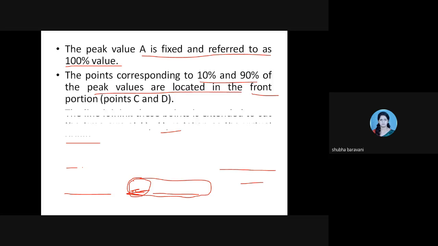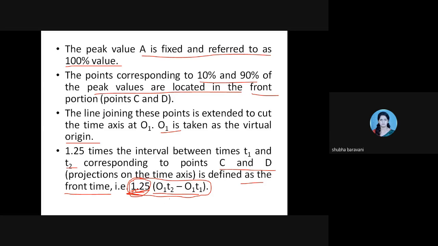So it is 1.25 O1T2 minus O1T1. This is called your front time. This is your wavefront, which according to BIS standards is 1.2 microseconds. Is it clear up till here? Yes, ma'am.